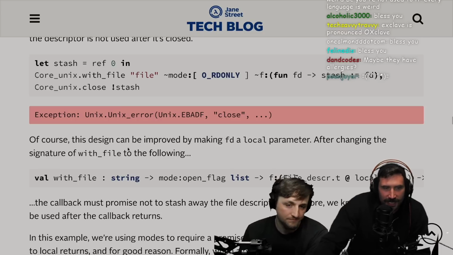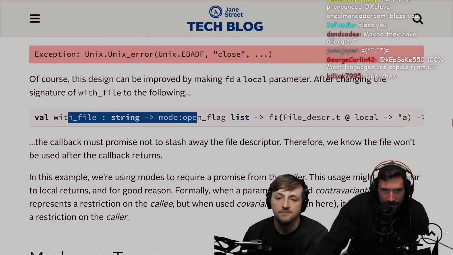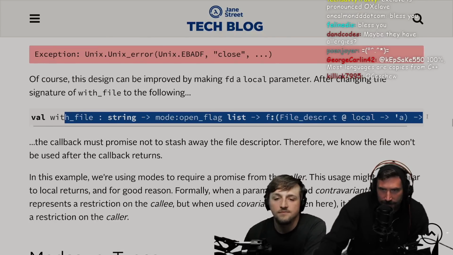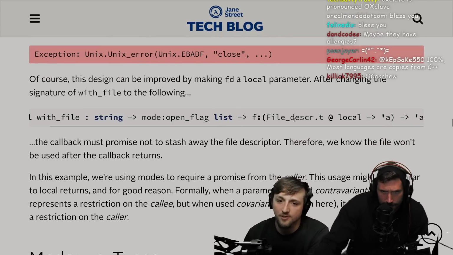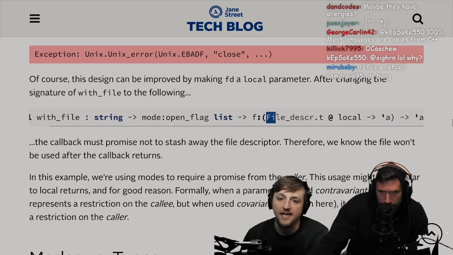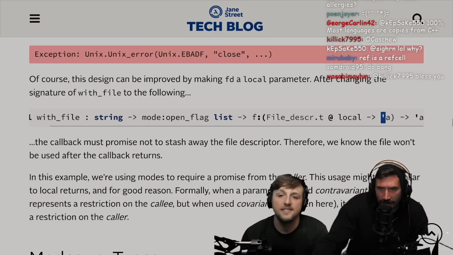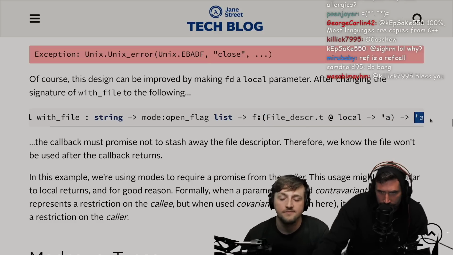Of course, this design can be improved by making fd a local parameter after changing the signature with file the following way: file string, open list, file descriptor. Okay. So the big important part is inside of there where it says file descriptor.t @ local. So now it's saying we have a file descriptor and it can only live local. Yeah, it can only live within this function, and whatever you return is also returned on the outside.